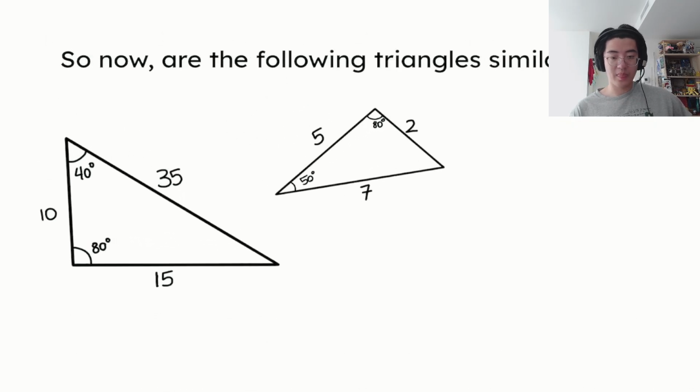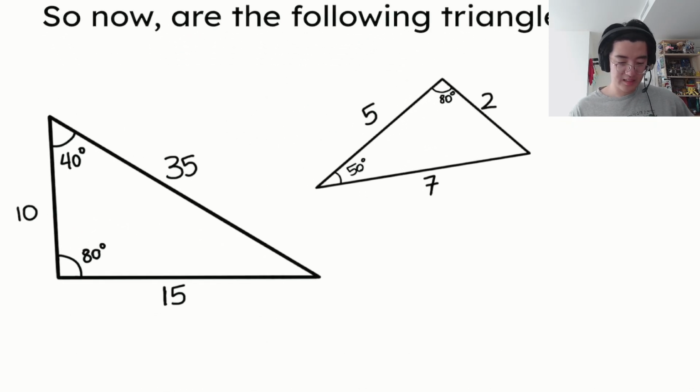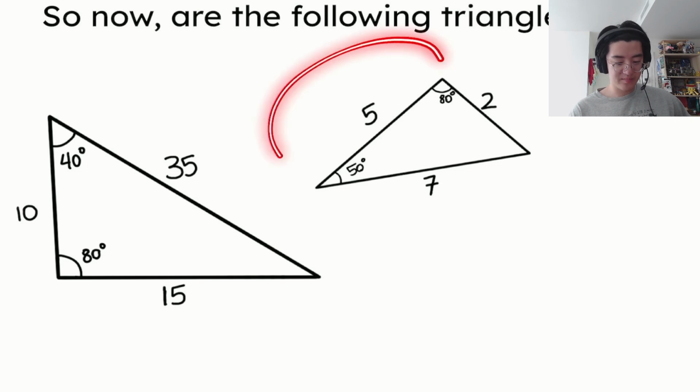Okay, so let's take a look here. First of all, we can see right away that those triangles are not in the right orientation. So let's flip it so it's easy to look at. Look at the first triangle here. We have the 80 degrees at the bottom left and then 40 degrees on the top. So we can essentially flip this triangle around.